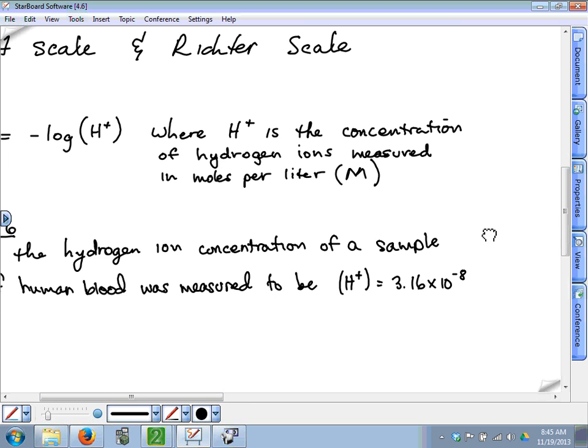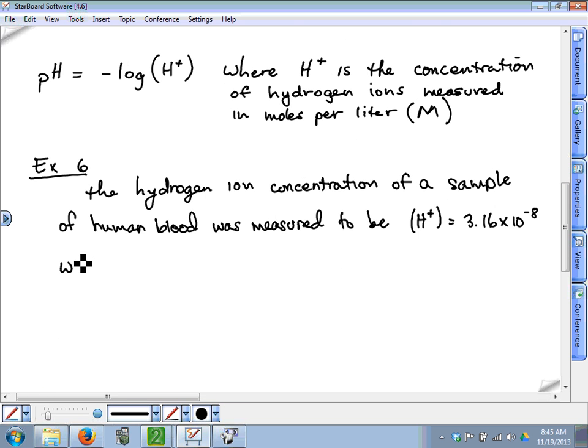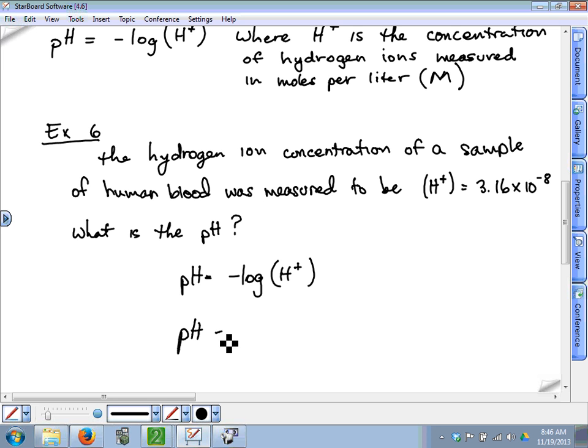So, we have H+. The task is, what is the pH? Okay, well, pH is equal to negative log of the hydrogen ion concentration, H+. And we know the hydrogen ion concentration. So pH is negative log of 3.16 times 10 to the negative 8.